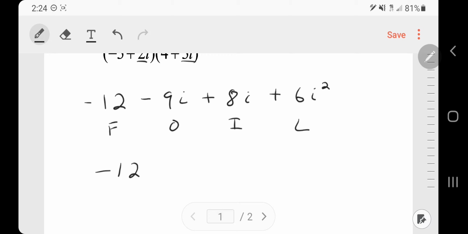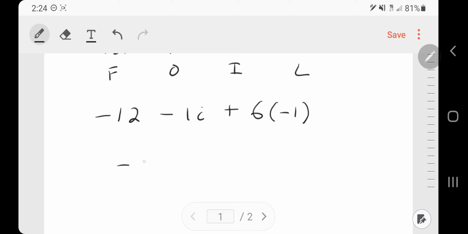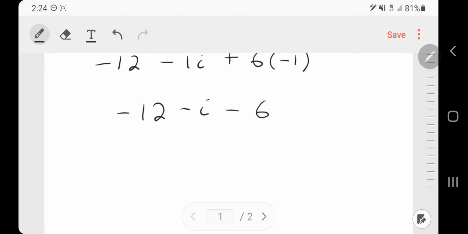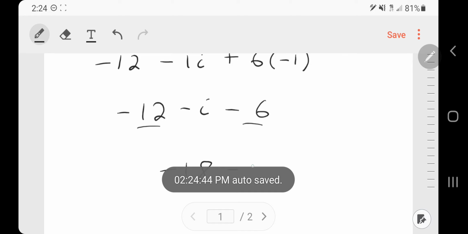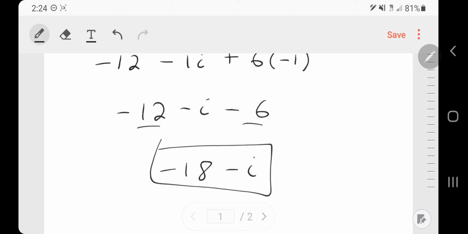Okay, so we have negative 12. Our two middle terms become a negative 1i, and then I have 6, and I substitute a negative 1 in for that i squared. Okay, so now we have negative 12 minus i minus 6. And we'll write our final answer in complex number form. Negative 12 and negative 6 is going to give me a negative 18 minus i. Okay, again, negative 18 is the real part, and i represents our imaginary part.